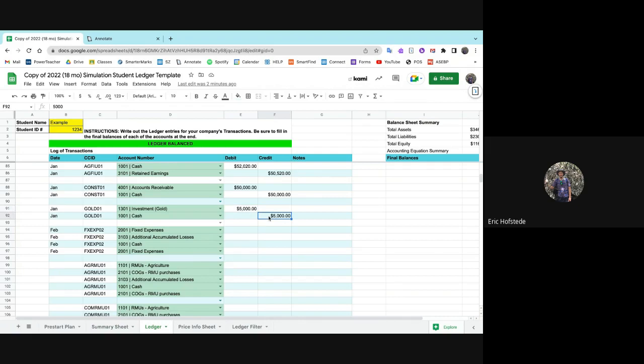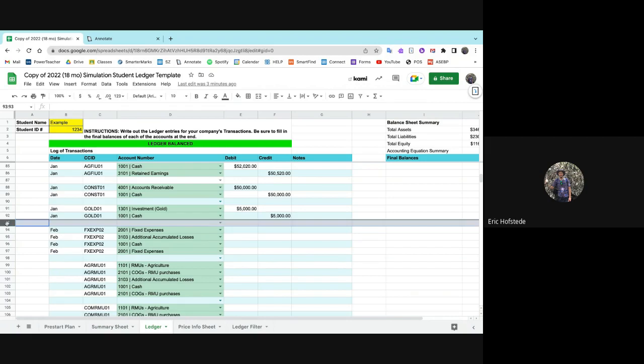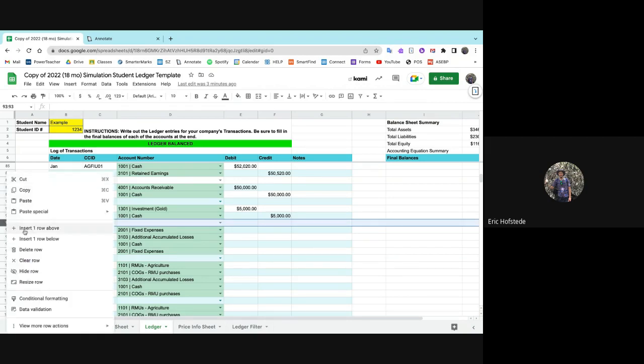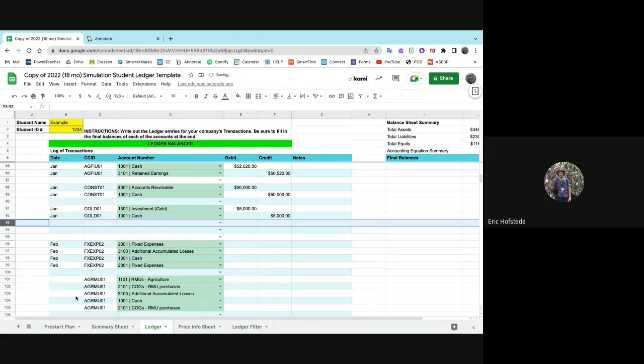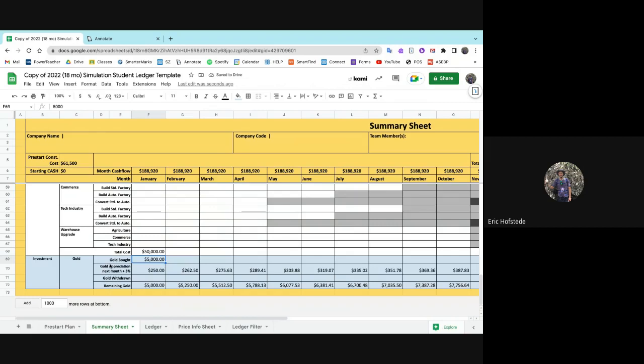enter it from cash. So we credit the cash and we debit the gold. We now have this extra gold. And I'm going to add a couple rows here. I'm going to right click and insert a row above so that I can show you how to properly account for that interest or that gold appreciation for the next month.